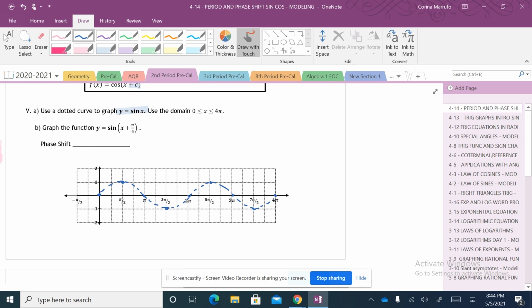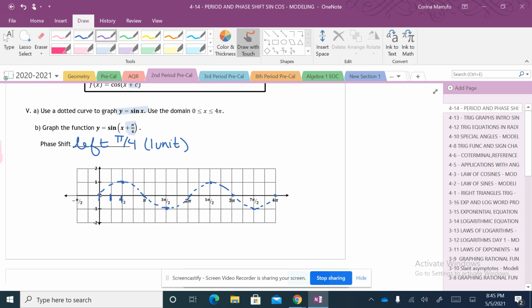Now this one says graph the function y equals sine of x plus pi over 4. Because it's plus pi over 4, plus means we're going to move to the left. It's kind of opposite with the x-axis translations. And then pi over 4 units, which here, if from here to here is half a pi, then that means this is a quarter pi. So it's only 1 unit on the graph that we're going to move to the left.